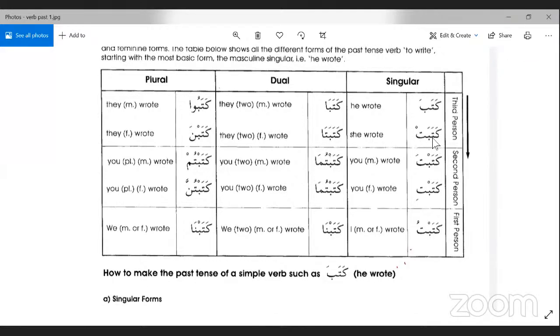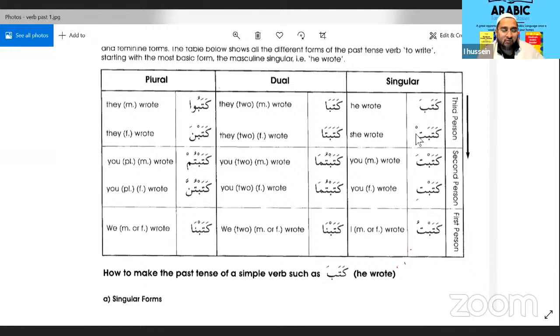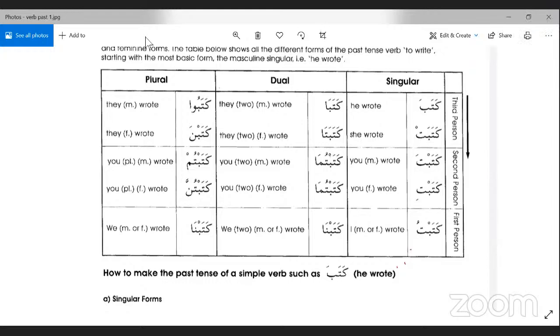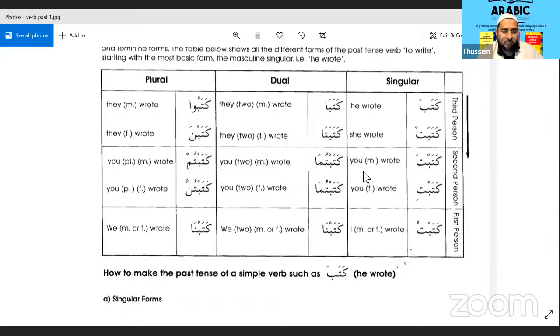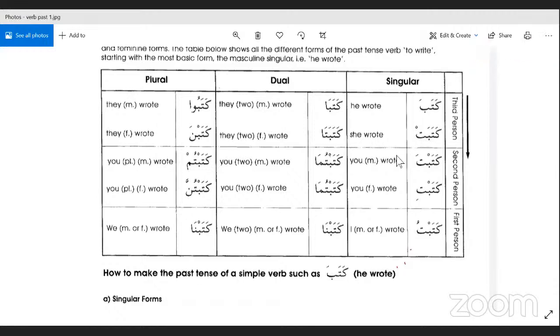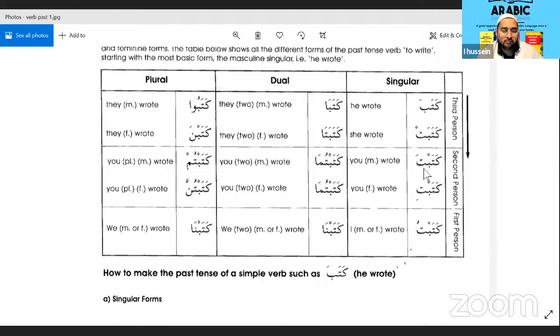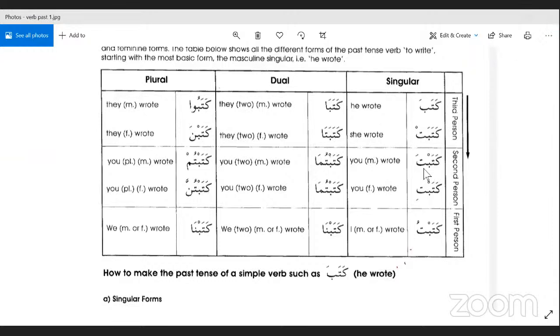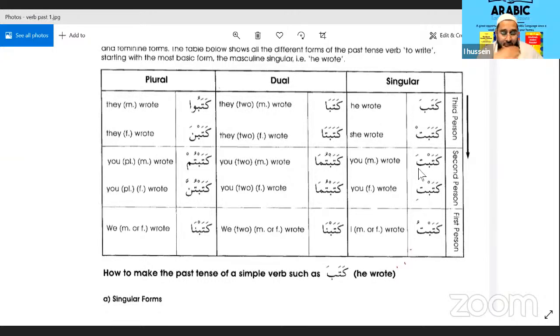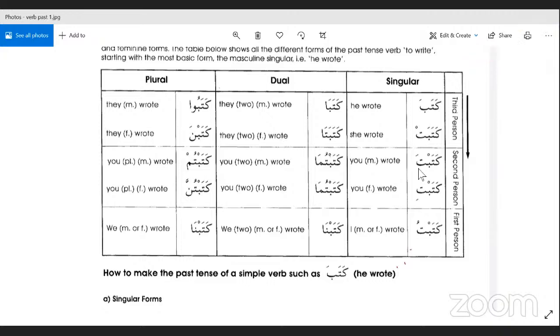On top, singular, on the first box, on the right hand side. Oh, I don't have that paper with me. It's on the screen. Okay, you see it now? Yeah, I can see it properly. He wrote: kataba. And you, one male, wrote? Katabta. And you, one female, wrote? Katabti. Excellent. Jazakallah.